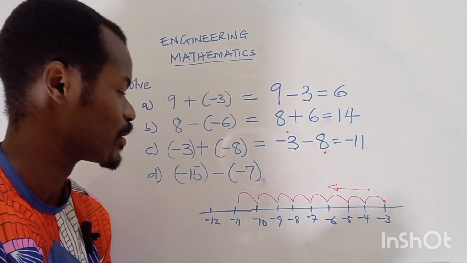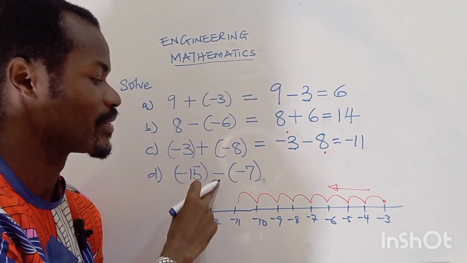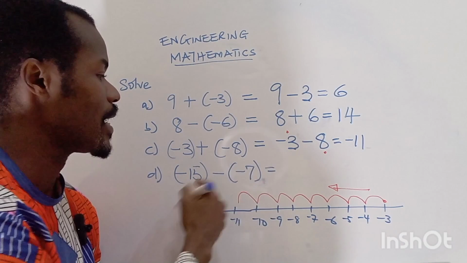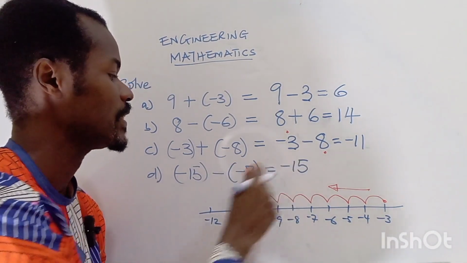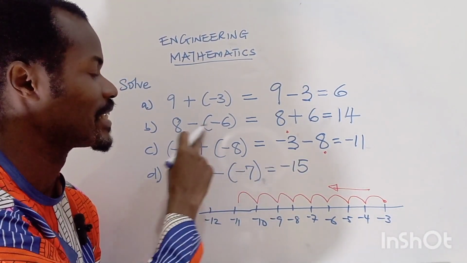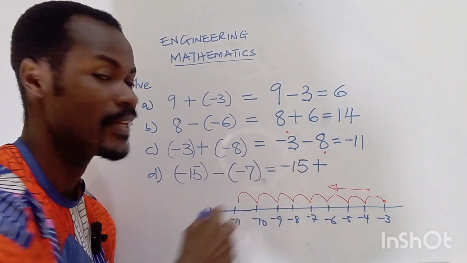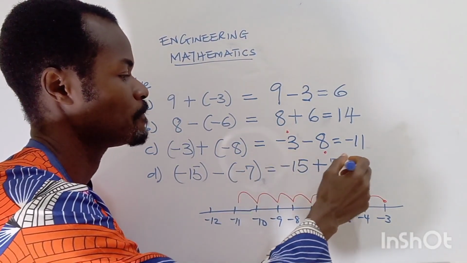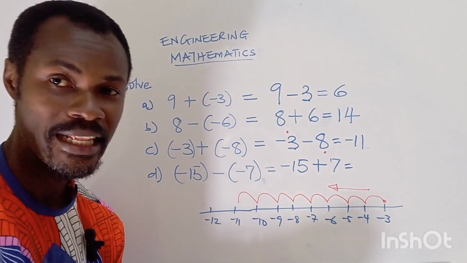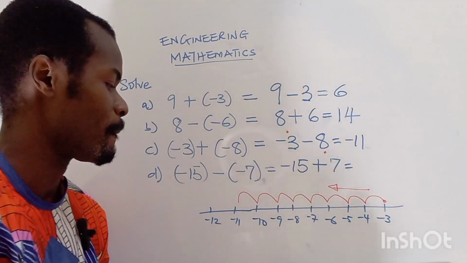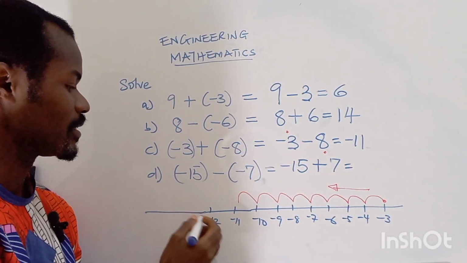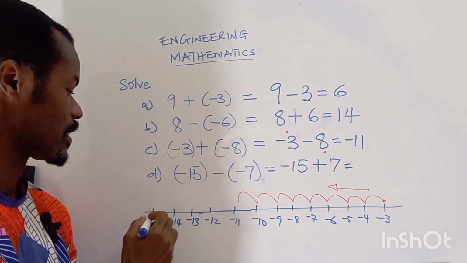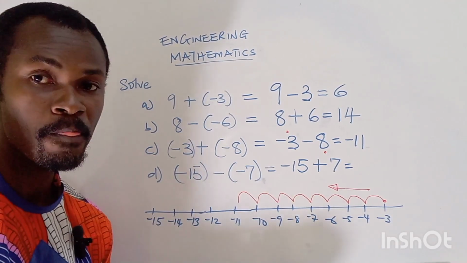Now for the last one, let's look at it. We have minus 15 minus 7. How do we go about solving this? It's very simple. I want to bring down my minus 15. Now minus times minus, just like in this case, is going to be plus. Now that we have plus 7, we can use our number line to get our answer to this problem. So all we need to do is extend this, so we have minus 12, minus 13, minus 14, and minus 15.